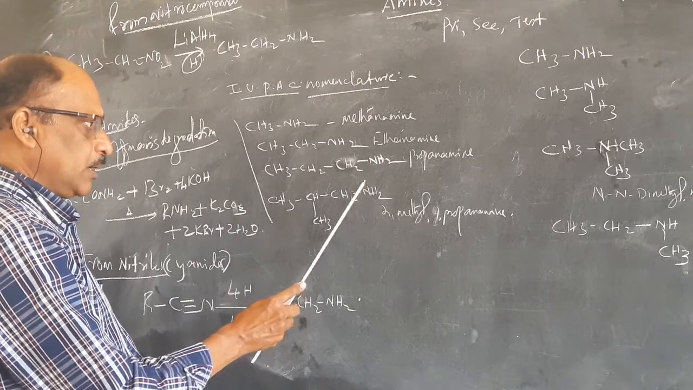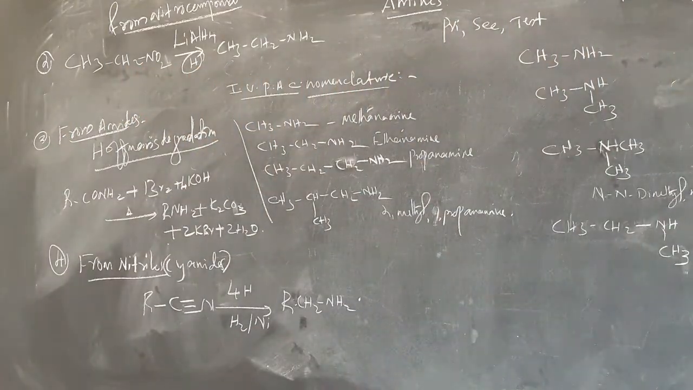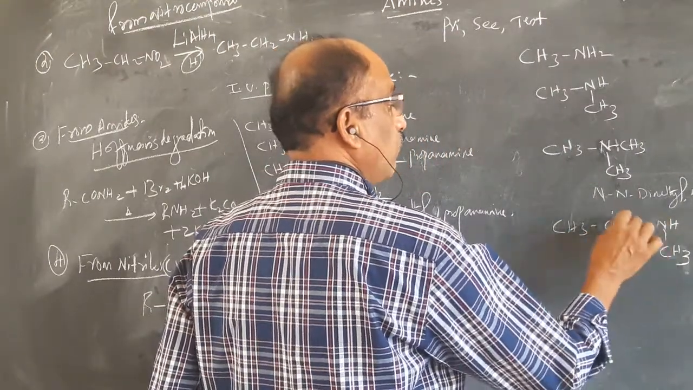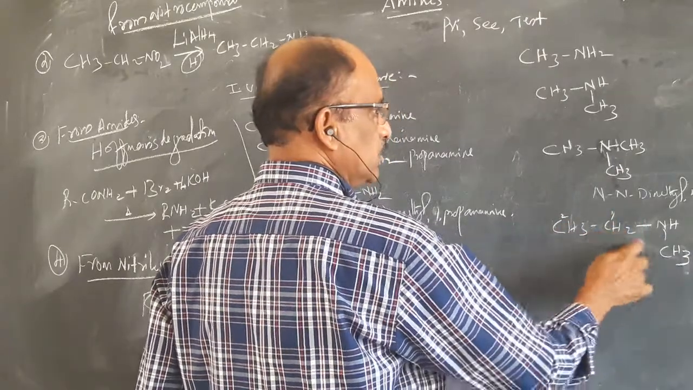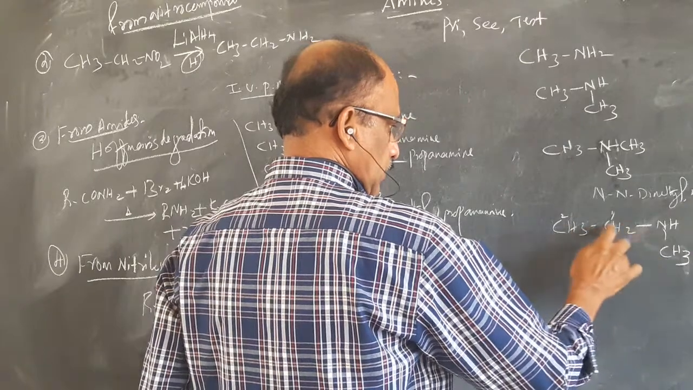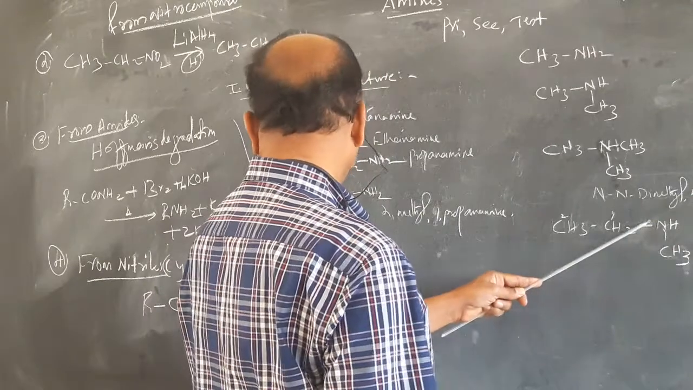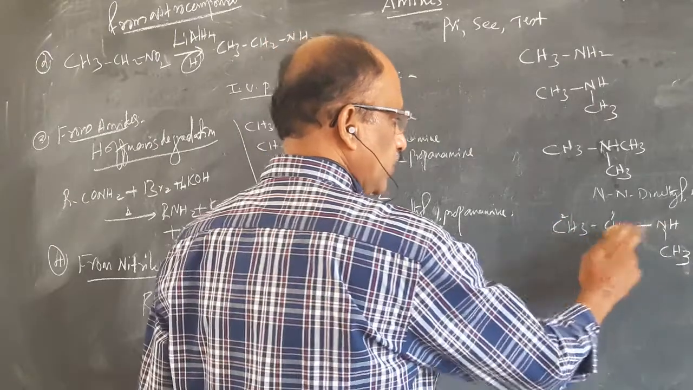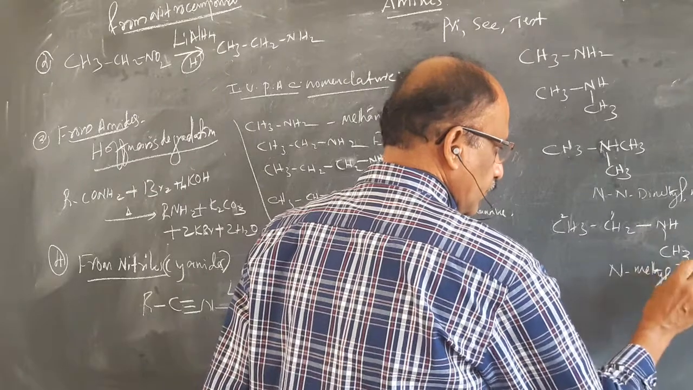The amine group is connected to the first carbon atom. Therefore, you can count the number of carbon atoms in the longest chain. In this case it is 1, 2. In this case, you can mention it like this: N-methyl ethanamine. This compound is N-methyl ethanamine.